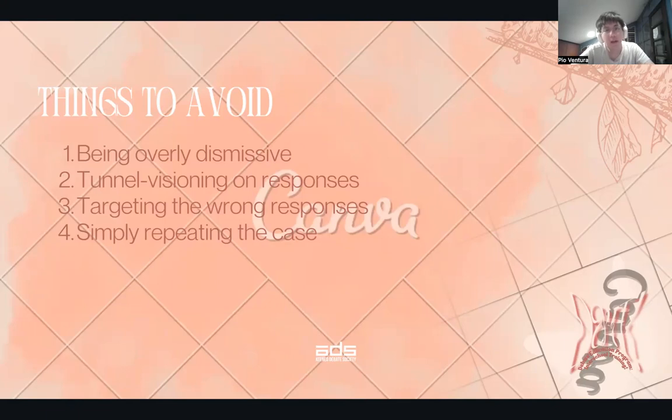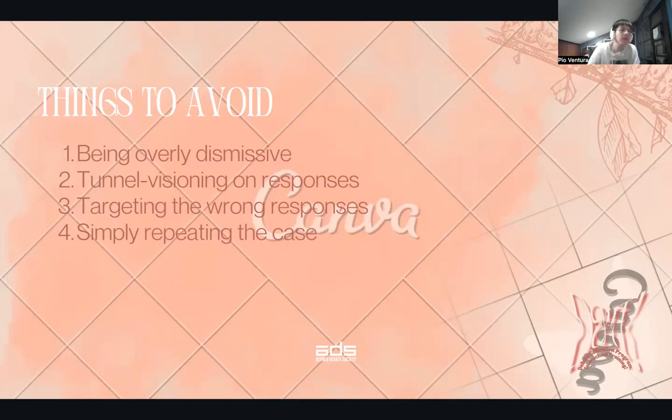I think the third also goes hand in hand, where it's like targeting the wrong responses. I think what this looks like is also in what you consider for the responses that you are going to run. Because maybe for a single argument, you can think of several responses that you can run. What's important is that you also prioritize the ones that are most effective. So it's okay that maybe you don't always have a long shopping list of responses for individual arguments. I think what's important is that the responses that you do run are the ones that are most believable.